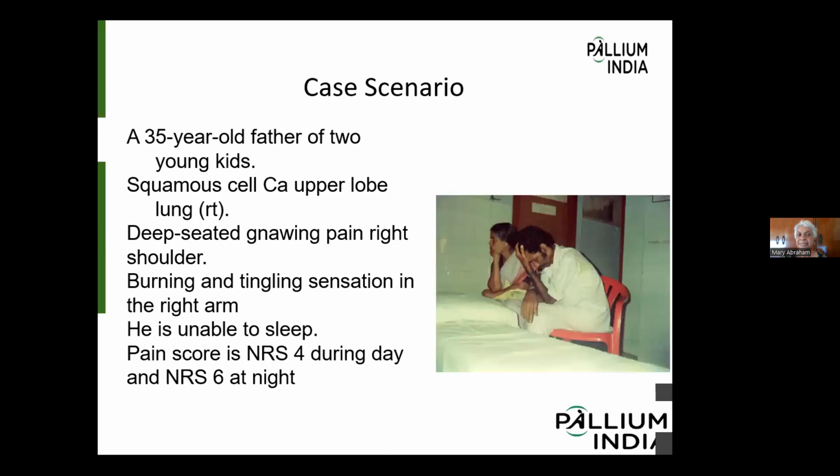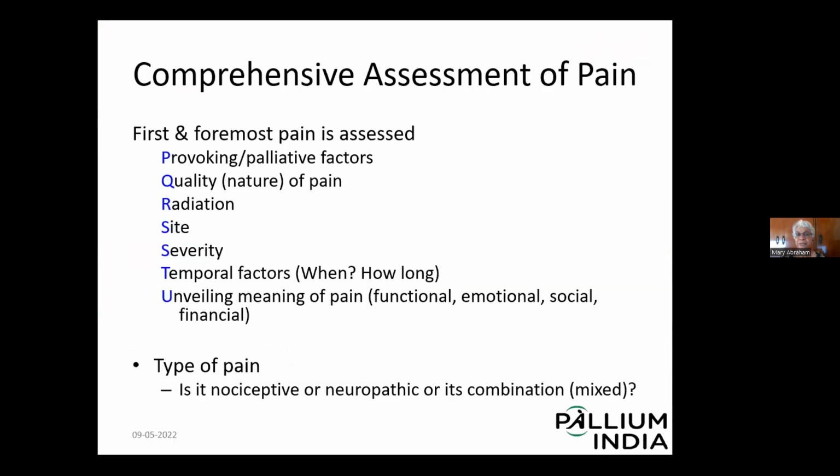Now, before I start, I'll take a small case scenario and then we'll extrapolate this ladder to it. A 35-year-old father of 2 young kids had squamous cell carcinoma in the right upper lung. He had a deep-seated gnawing pain in the right shoulder, associated with burning and tingling sensation in the right arm. He was unable to sleep. The pain score was NRS 4 in the daytime, but at night it went up to NRS 6. I'll come back to this case scenario at the end.